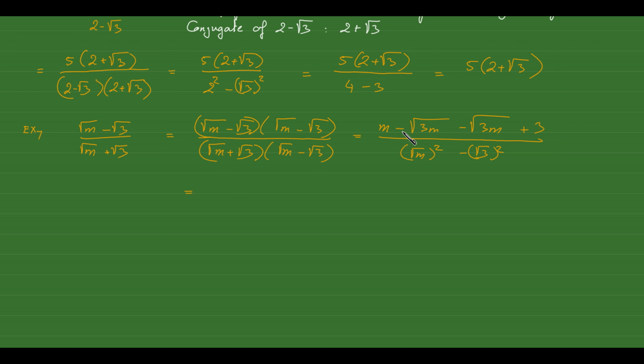Alright, so I'm going to combine those terms. Square root of 3m minus square root of 3m will give you minus 2 square root of 3m, plus 3, over square root of m squared, which is m. We already know that square root of 3 squared is just 3. There you go. That's your final answer.